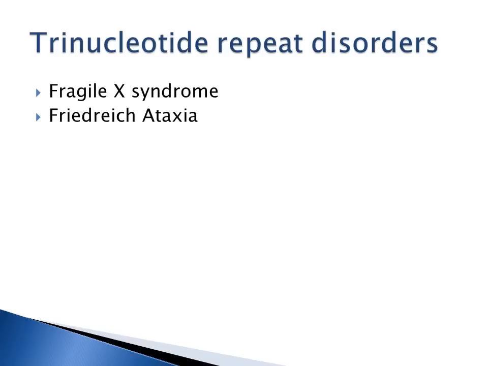Other chromosomal disorders are trinucleotide repeat disorders, and there are numerous diseases that are caused by trinucleotide repeat disorders, but we're just going to discuss Fragile X syndrome and Friedreich ataxia.